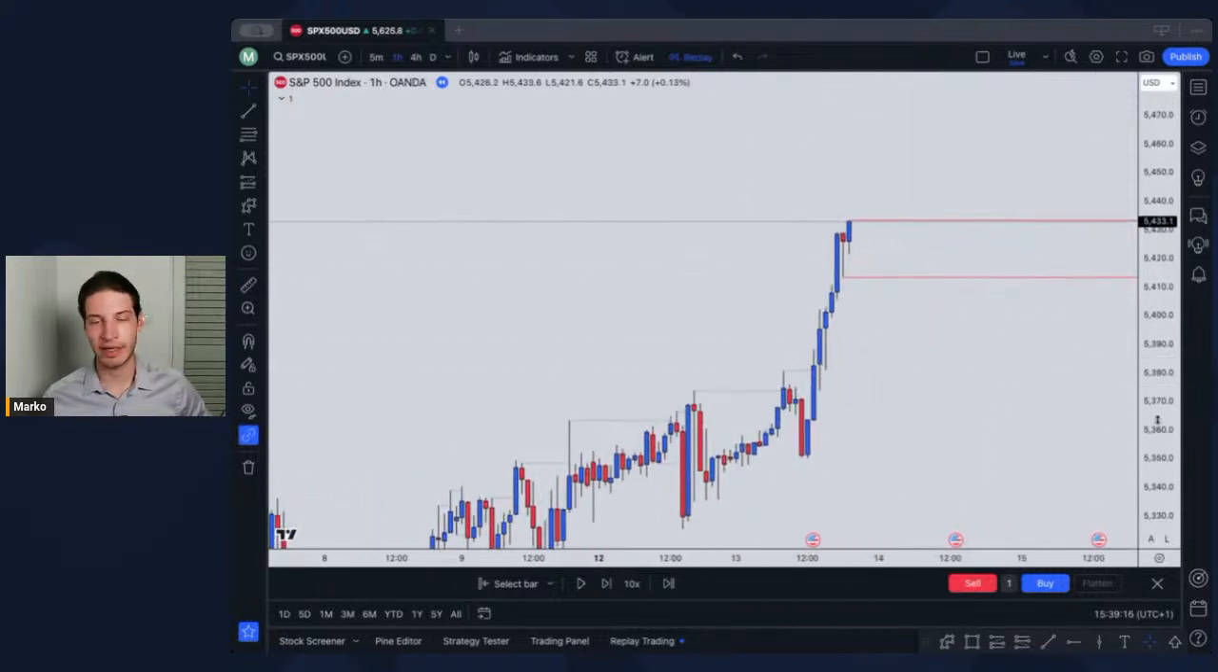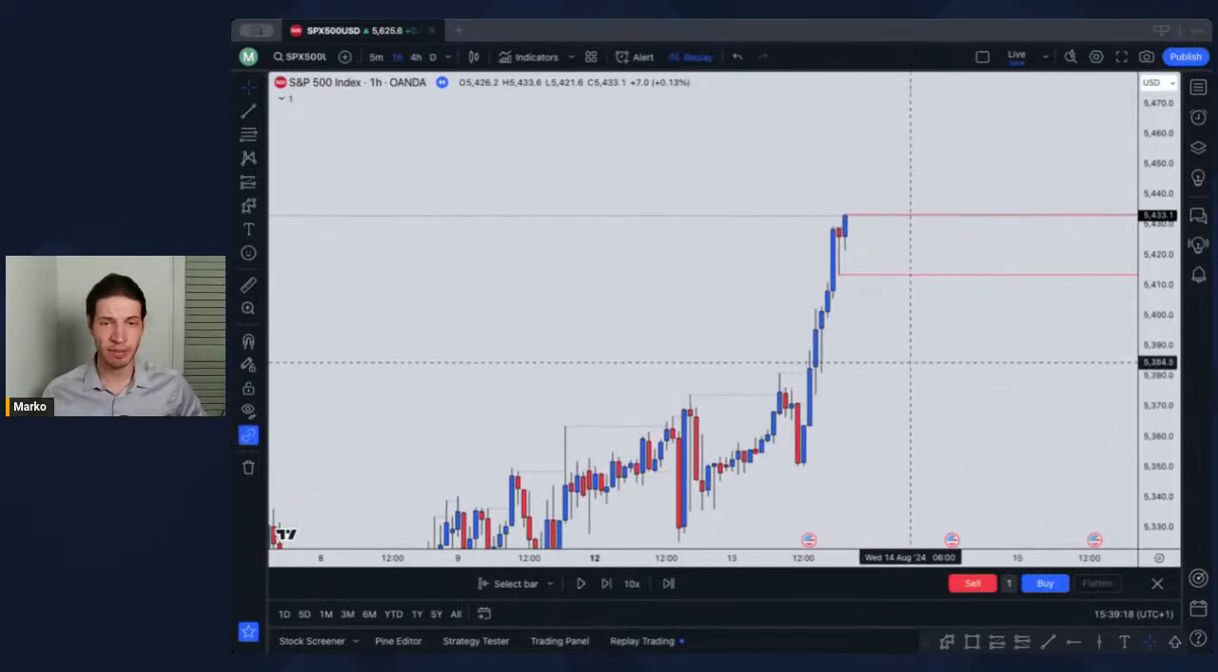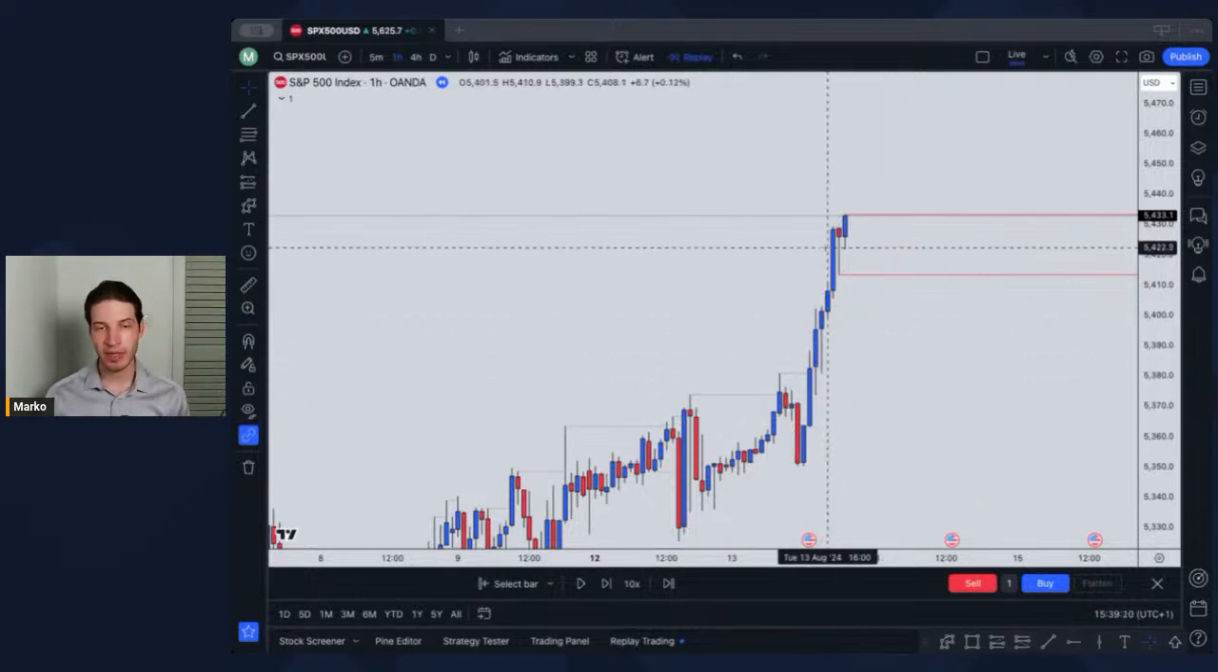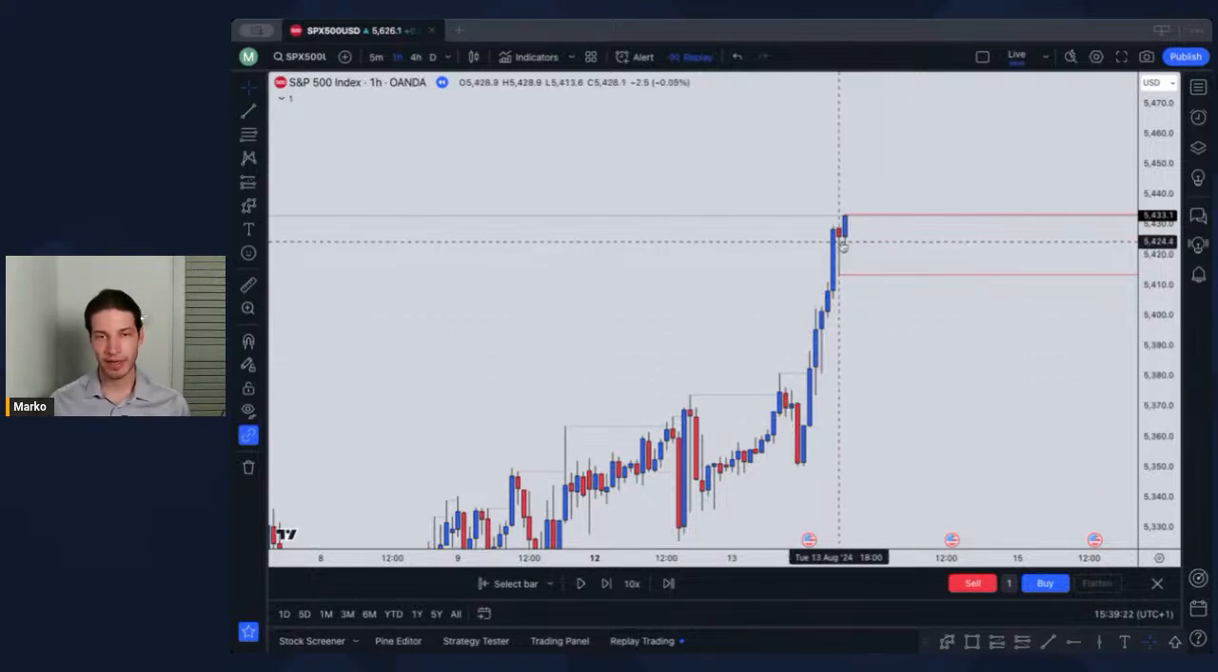This is a clean-cut break and retest setup, nice massive momentum going up, one candle pullback, no selling pressure, break of the high with force, clean close on the top. So this is absolutely perfect.